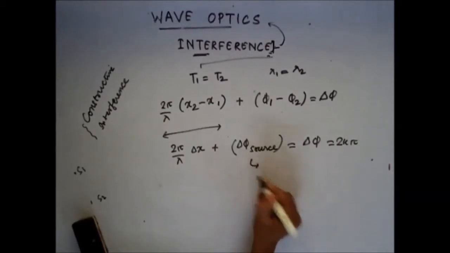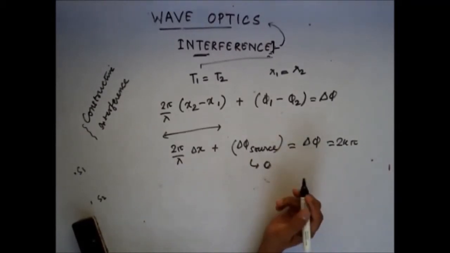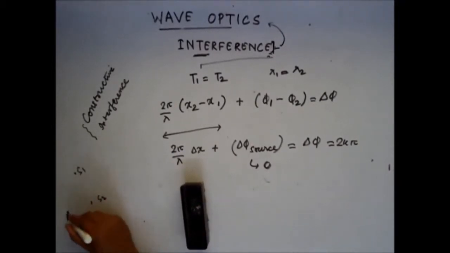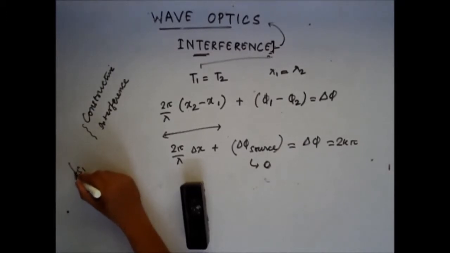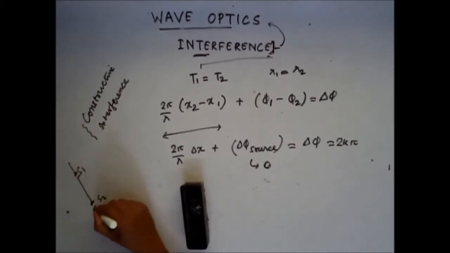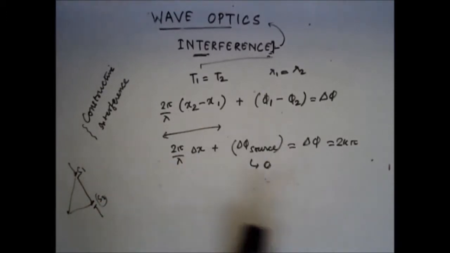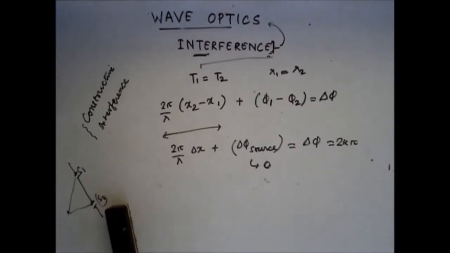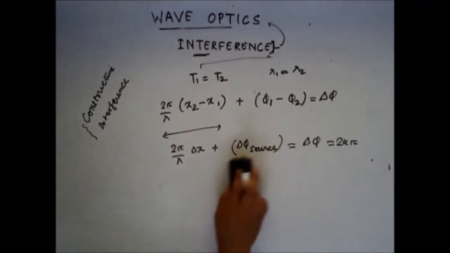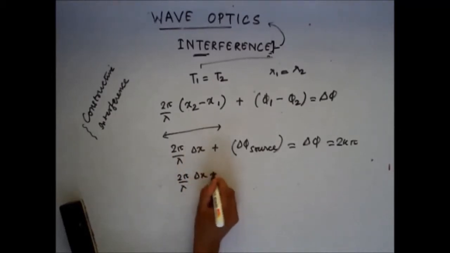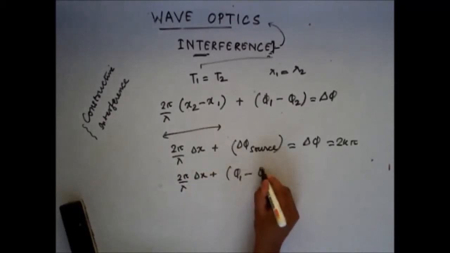Now if this quantity is 0, when can that happen? That can happen if I have the same source. Let's say I have a setup like this. S1 and S2 are the sources for the waves. If I have the same source for both S1 and S2, then this delta phi source is 0. Okay. So for now, let's assume that this is not equal to 0. So I can write this as 2 pi by lambda del x plus del phi source, which is equal to phi 1 minus phi 2.